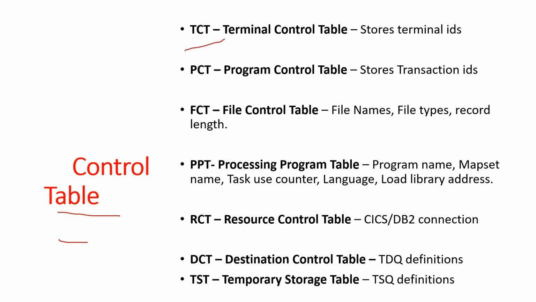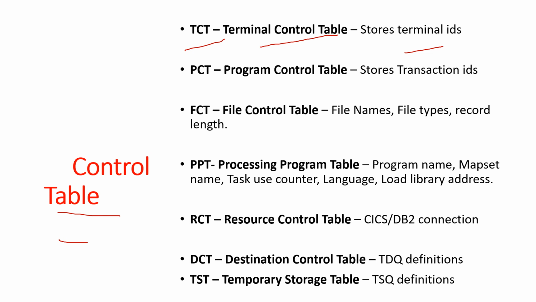The first one is the TCT. TCT is known as the Terminal Control Table. When we log into a CICS terminal, an entry is made in the TCT, and the TCT contains the terminal IDs that are connected to the current CICS region. The Terminal Control Program along with the Terminal Control Table recognizes the incoming data from the terminal.